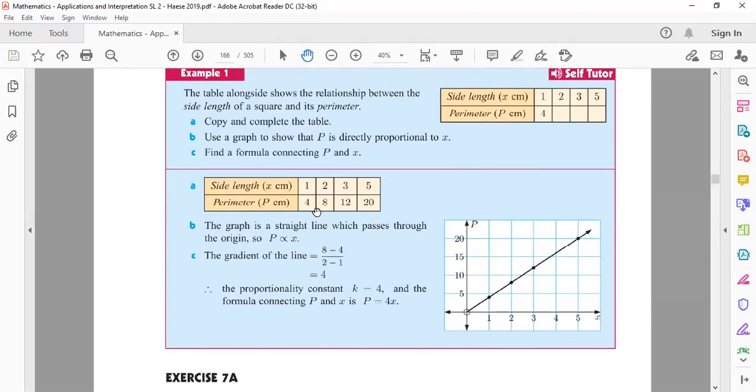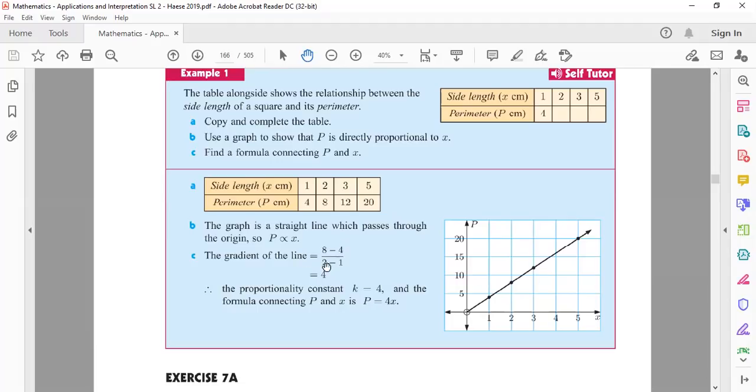Here also, if p is directly proportional to x, first you have to complete this table. The table alongside shows the relationship between the side length of a square and its perimeter. So 1 becomes 4. 1 four is 4, 2 fours are 8, 3 fours are 12, and 5 fours are 20.